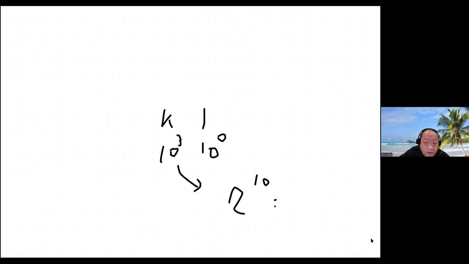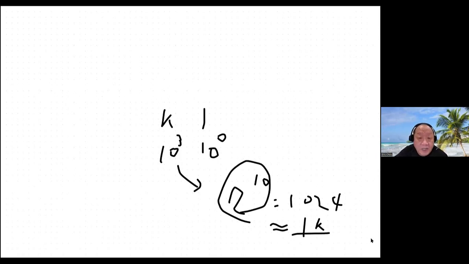So let's look at the large numbers. You have 1, that's actually 10 to the power 0. Then k is 10 to the power 3. This one is 10 to the power 3, and also, because 2 to the power 10 is equal to 1024, it's very close to 1000. So usually 2 to the power 10, we call it 1K.